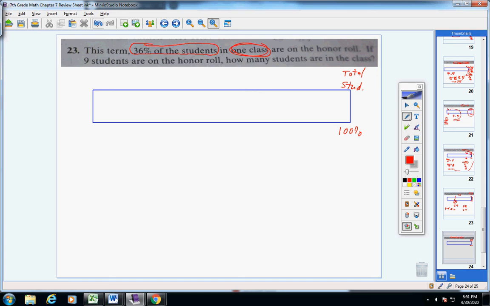Look at it again, guys. It says 36% of the students, out of the students. So your 100% is the students. So 36%, it says 36% are on the honor roll. So 36% are going to be your what? They're going to be your honor roll students.